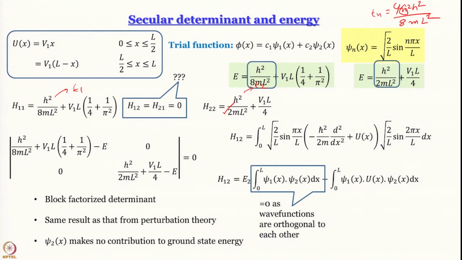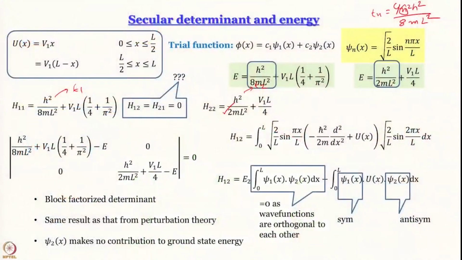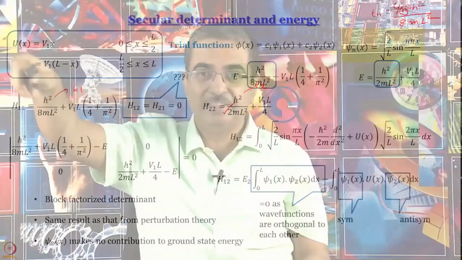What about the second integral? Integral 0 to L psi 1 of x, u of x, psi 2 of x. To evaluate it, there is no need to write the explicit form of u of x, because one thing I know for sure is that it goes up and goes down, like a triangle. So, it is symmetric with respect to the midpoint. Psi 1 of x is symmetric, as we know already, it is a sine function that does not go through a node. Psi 2 of x is antisymmetric, and u of x is symmetric.